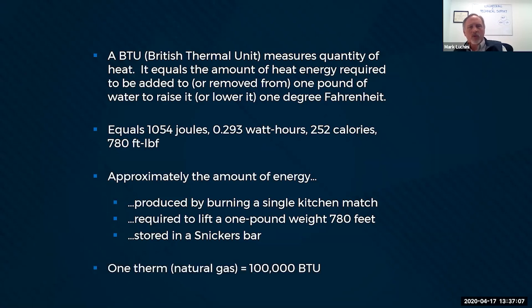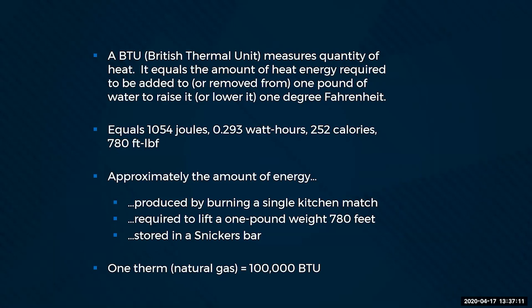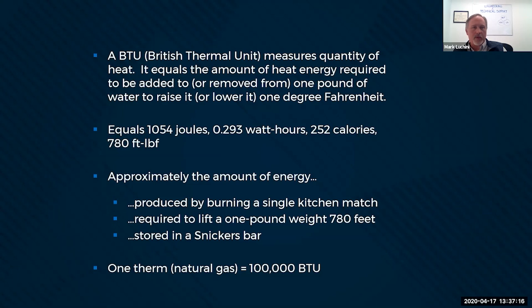When we talk about natural gas, the unit that we tend to use is a therm, which is 100,000 BTU. Anybody who's paid the gas bill recently can see that right on there. It's also equivalent to 100 cubic feet of natural gas. So each cubic foot contains 1,000 BTUs.